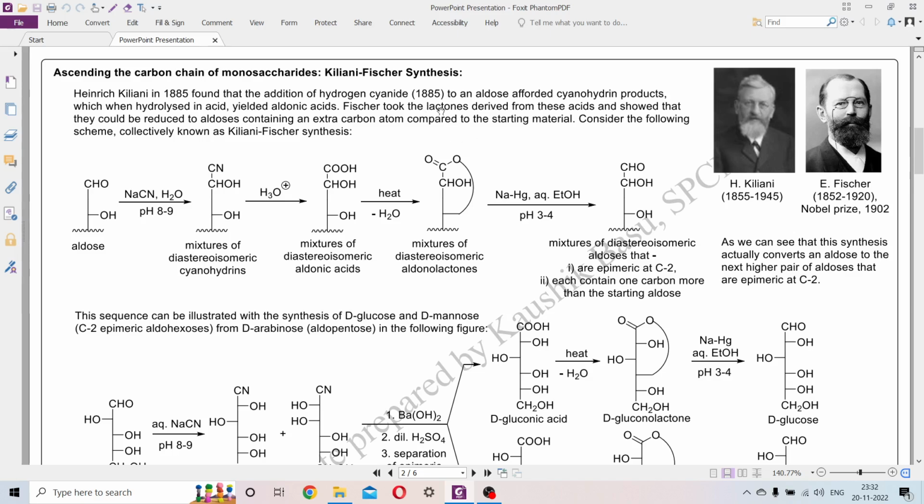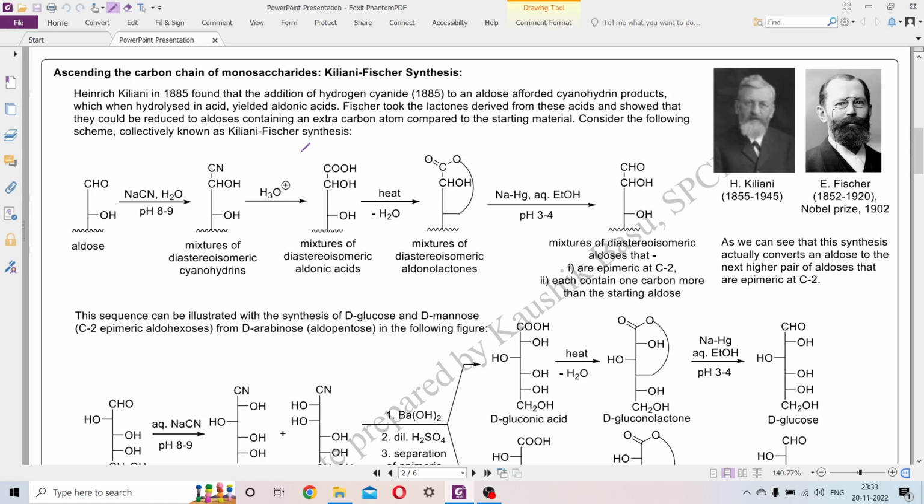Way back in 1885, Heinrich Kiliani was the one who first reported that if you take an aldose and you react it with sodium cyanide, cyanohydrin formation takes place, which is a typical reaction of aldehydes. So you can introduce a carbon nucleophile onto the electrophilic aldehyde group, and the cyanohydrin can consequently be hydrolyzed into a corresponding carboxylic acid, which is the aldonic acid in case of aldoses.